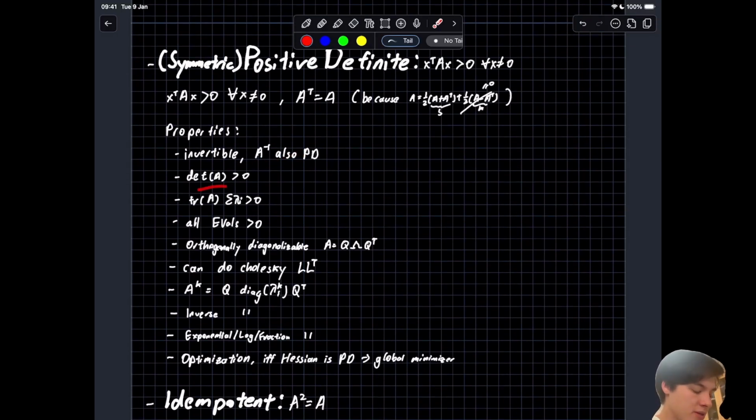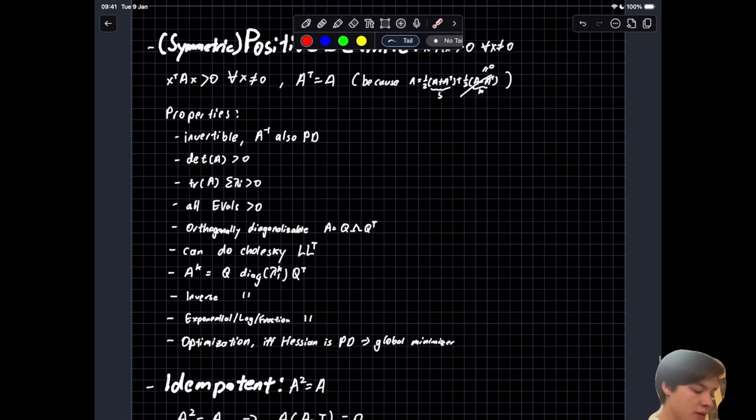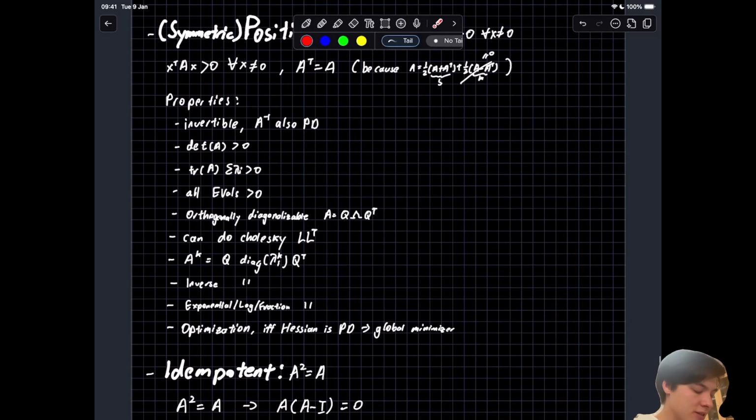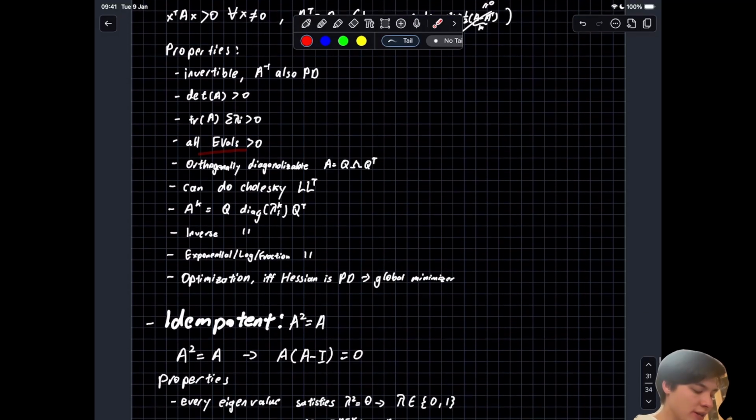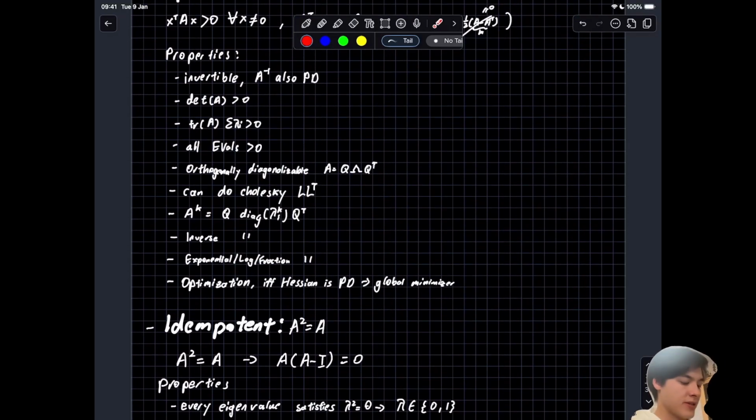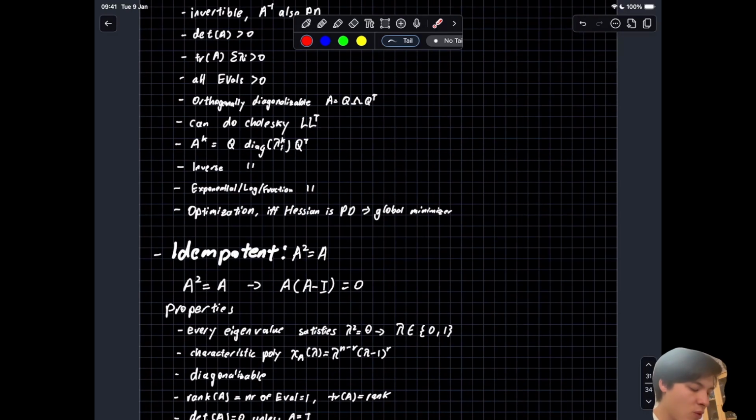The determinant is always larger than 0. The trace is the sum, it's larger than 0. All the eigenvalues are greater than 0. It's orthogonally diagonalizable. We can do Cholesky on this. A to the power of k is easy to calculate. And the same goes for the inverse, exponential, and log functions as seen before.